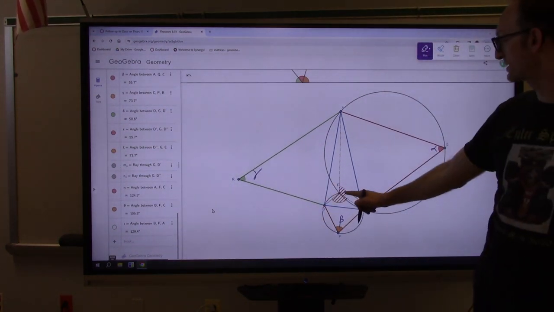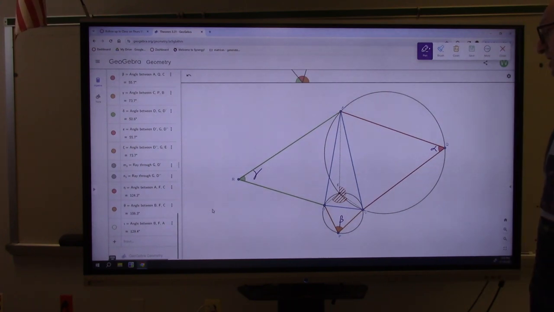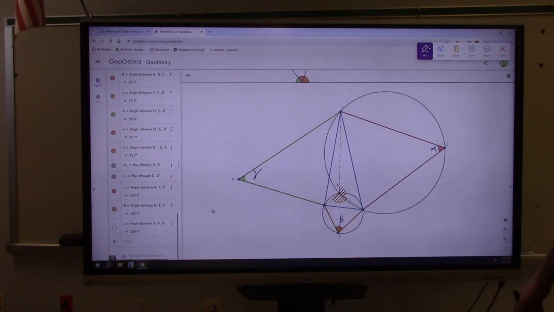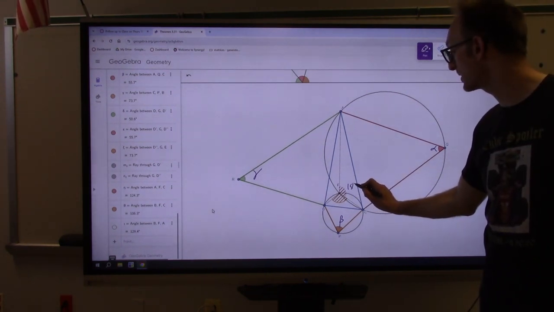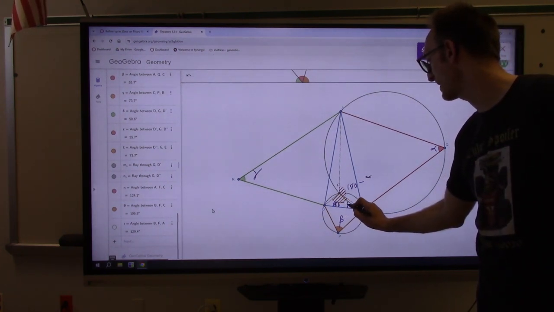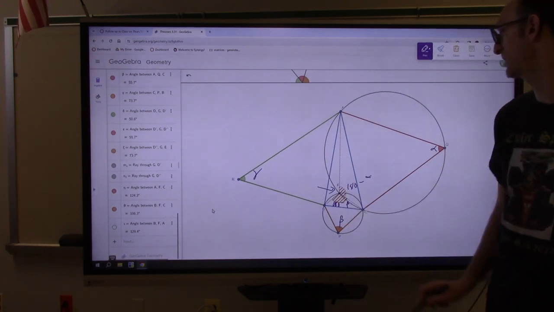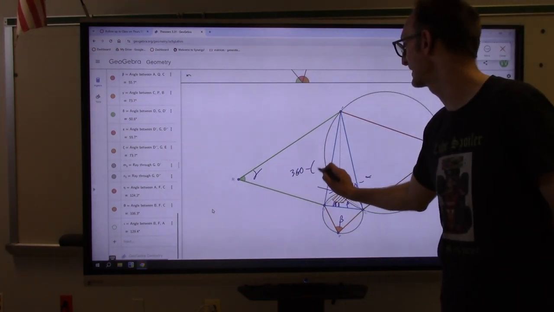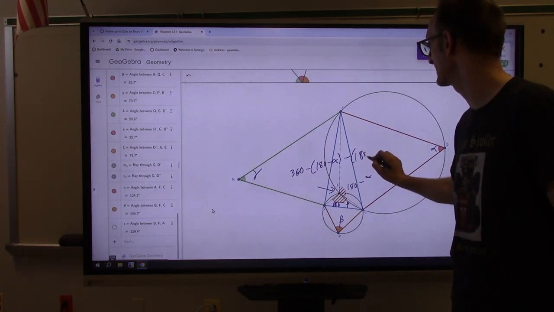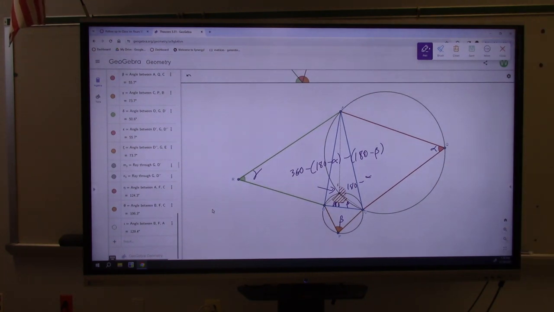And then, of course, we construct the circumcircle for ACQ, and we construct the circumcircle for PBC. They meet at point F. Then, because of cyclic quads, this is 180 minus alpha, and this is 180 minus beta. And then what's this angle here? Well, it's 360 minus (180 minus alpha) minus (180 minus beta). Terrible handwriting, but what do we end up with when you clear all that up?